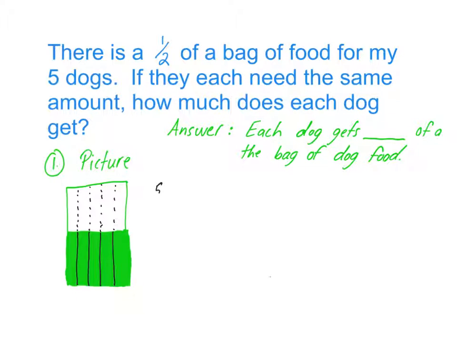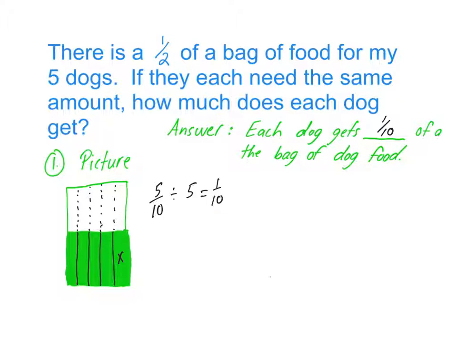Now if I extend these out and take a look at my picture, I can also say that I have 5/10 of food and I need to split that up for my 5 dogs. If I have 5/10 and I have 5 dogs, each dog looks like it would get 1/10 of the food, because I take my 5/10 and each dog would get one little piece down here. So for one dog, that would be 1 out of 10. So each dog gets 1/10.